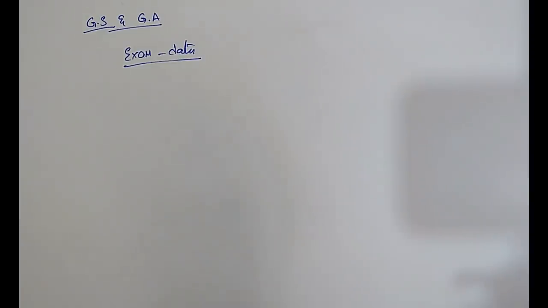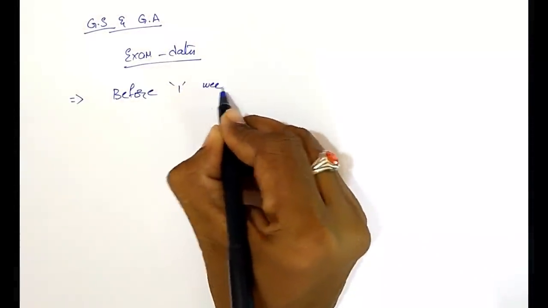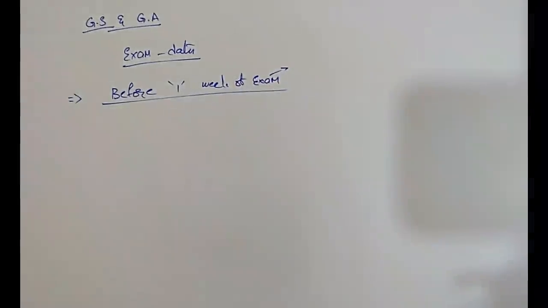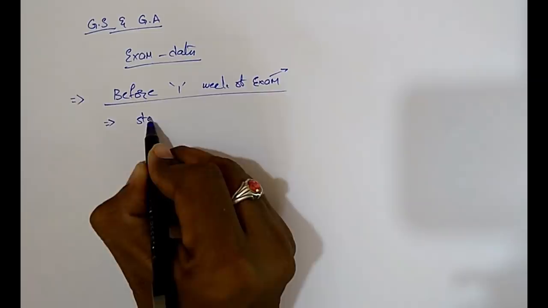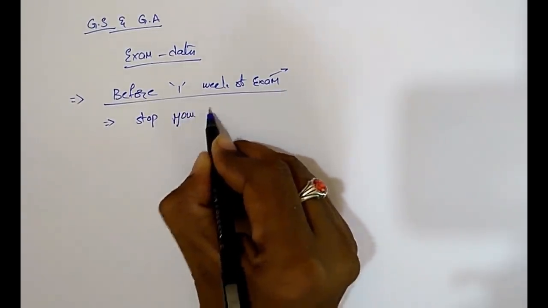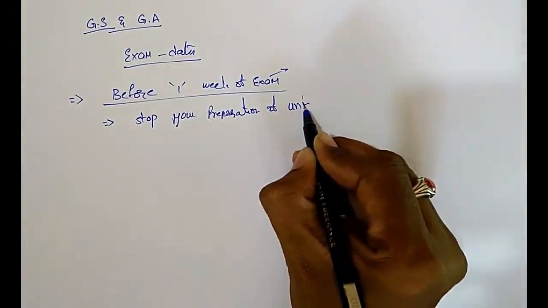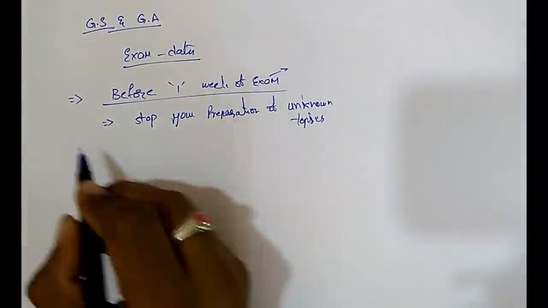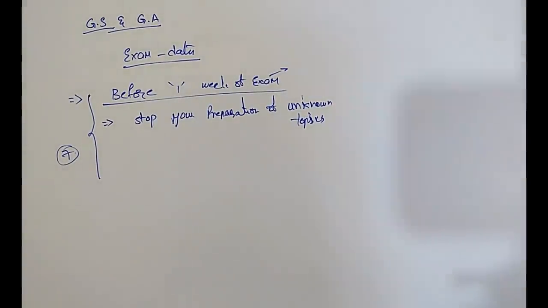And I want to tell you one more tip: RRB will release your exam date and exam center soon. Before 1 week of the exam, it is better to stop your preparation of unknown topics, that is, your left out topics. Why? Because this 1 week is very effective and it will decide your selection.